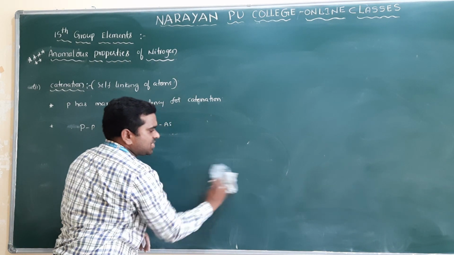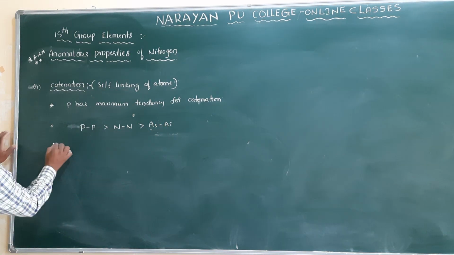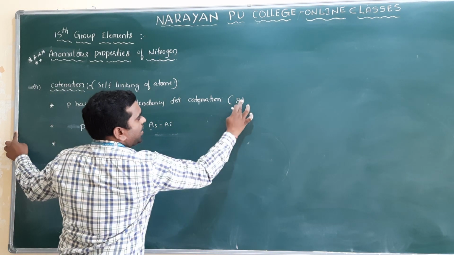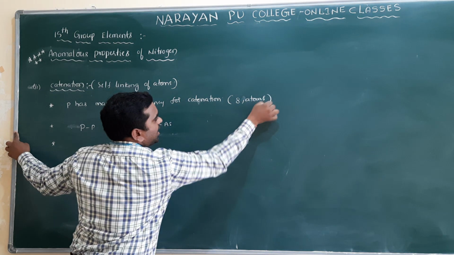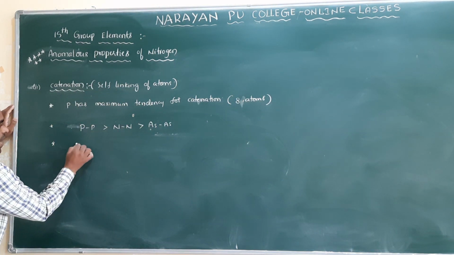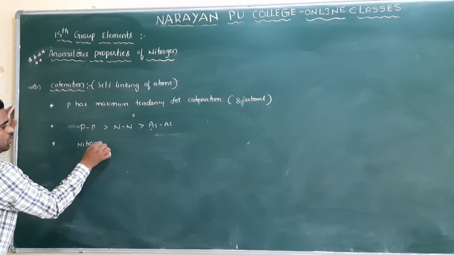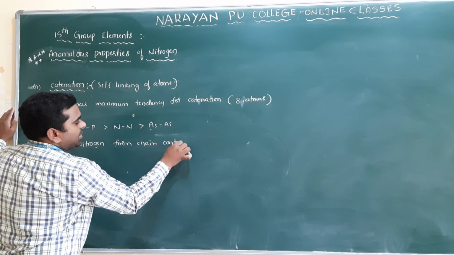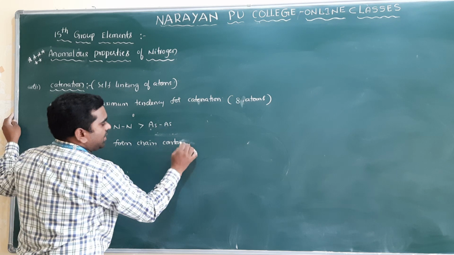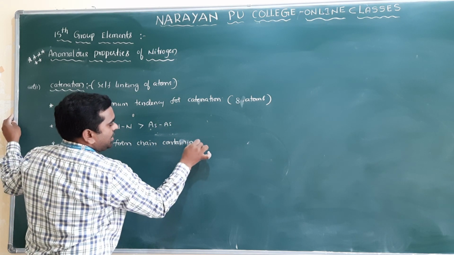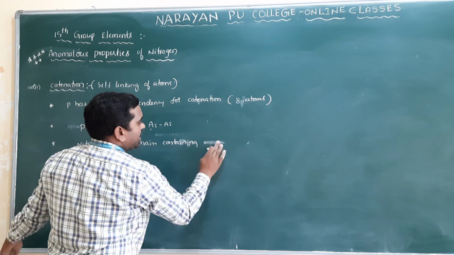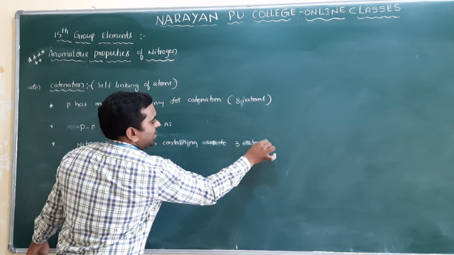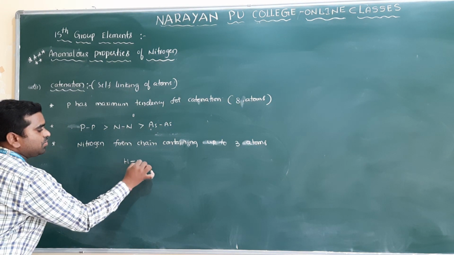So if you see, nitrogen can form a chain, clear? Phosphorus can form a chain up to 8 phosphorus atoms. But nitrogen forms a chain containing maximum up to 3 atoms. That is also hydrazoic acid. If you see, this is nitrogen and here there will be a nitrogen, clear?